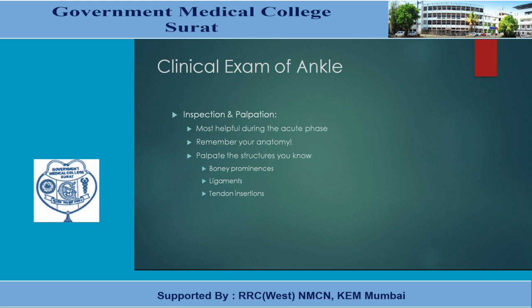Now, the clinical examination of the ankle. So, first is the inspection and palpation. So, most helpful during the acute phase. Remember your anatomy. Palpate the structures you know. First are the bony prominences, ligaments and tendons. You can easily palpate the medial malleolus, lateral malleolus and the ligaments or peroneus longus and peroneus brevis.